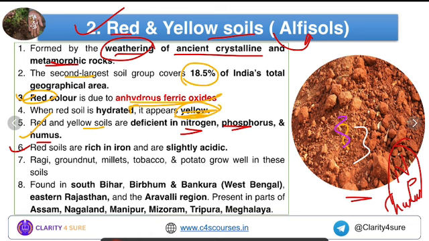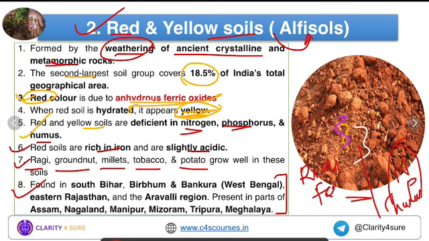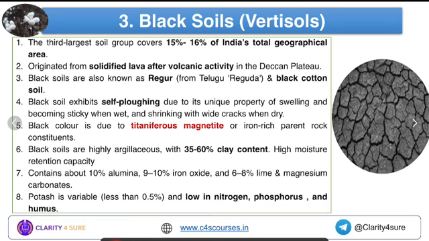Next, the red soils are rich in what? They are rich in iron, but they are deficient in nitrogen, phosphorus, and humus, and they are slightly acidic. The crops we can grow well in these soils are ragi, groundnut, millet, tobacco, and potato. These kinds of crops grow well in these types of soil. We already covered from the map the areas where you can find the red and yellow soils. So this was it about the red and yellow soil.